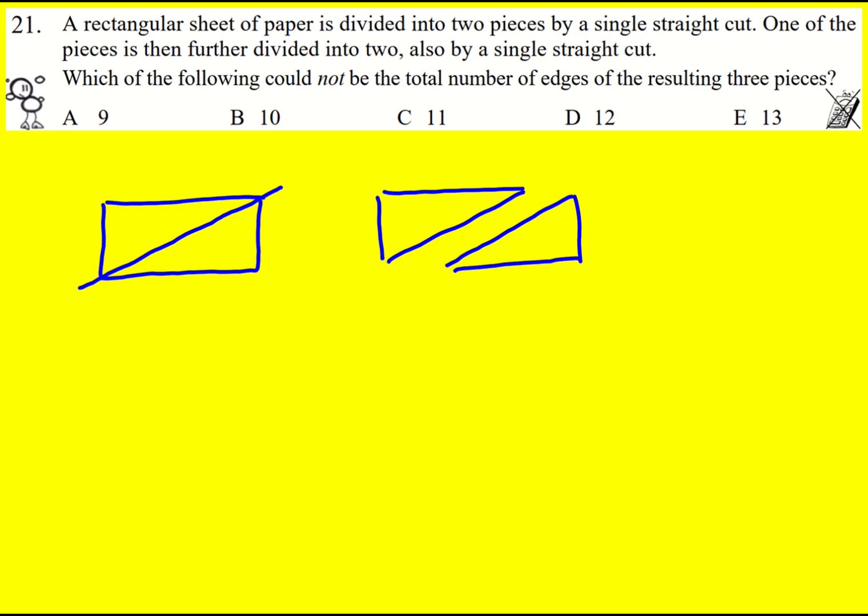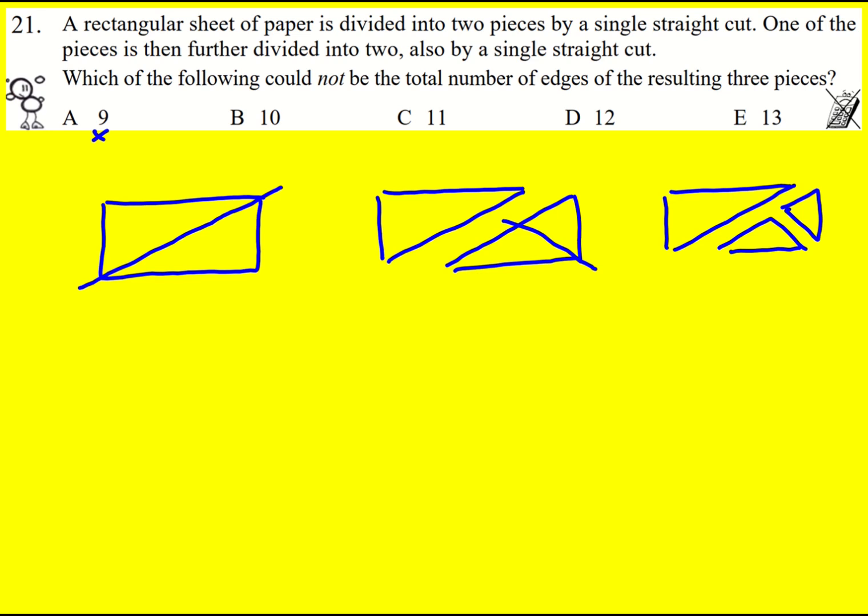So I've only got 6 edges. And if I do another cut here, I can't do any fewer than this. I'm going to end up with 3 here, and then I've got 2 triangles, in fact. So it's possible to get 9.